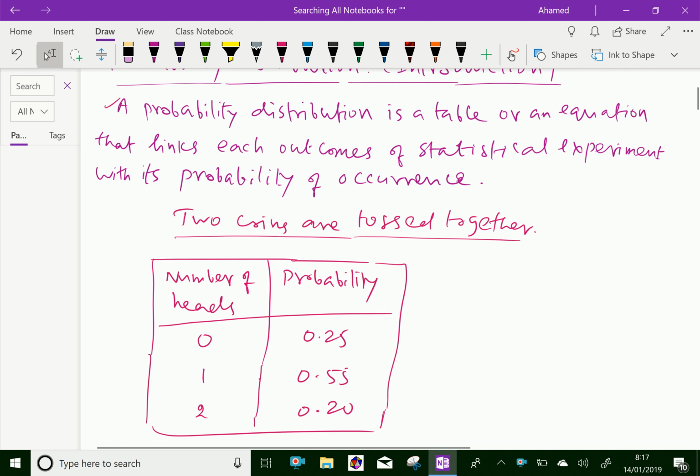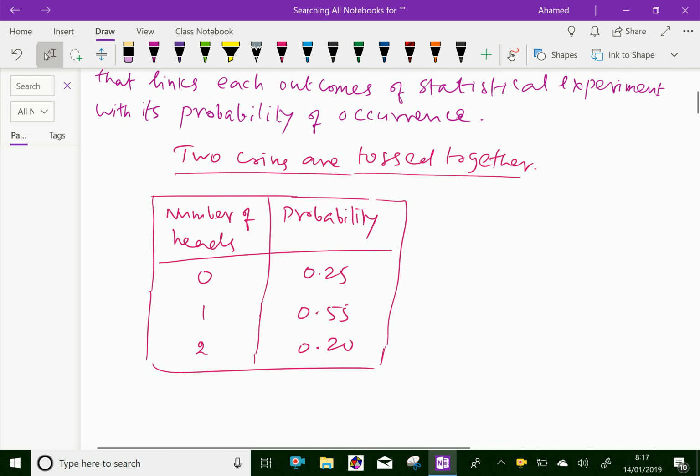Now, let us discuss in further videos about random variable, discrete random variable, continuous random variable, and some example problems like we have done.